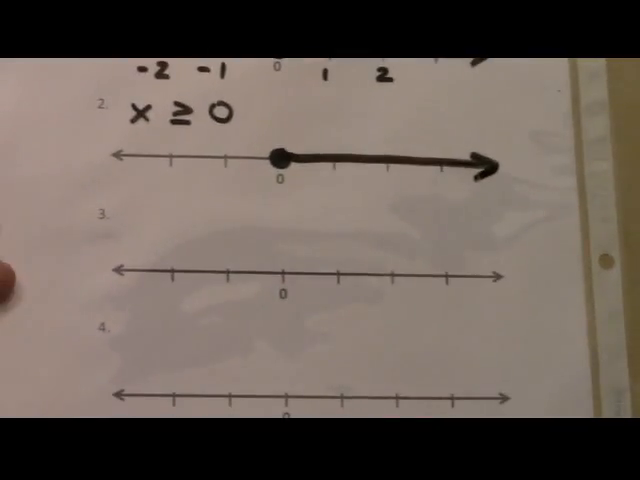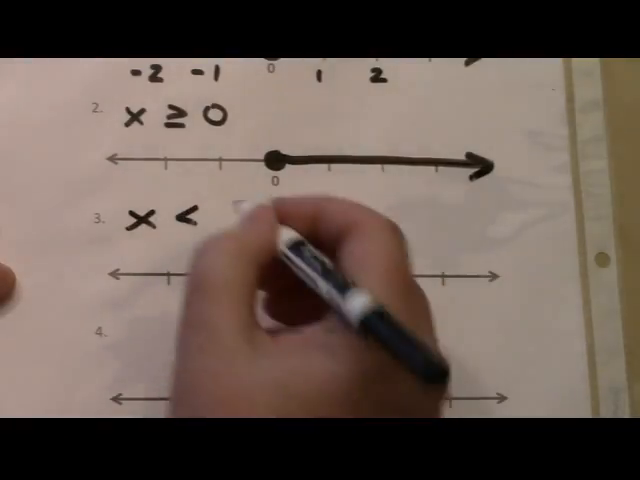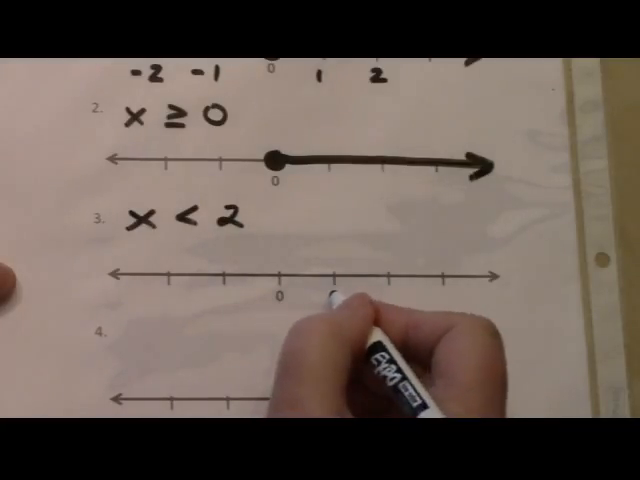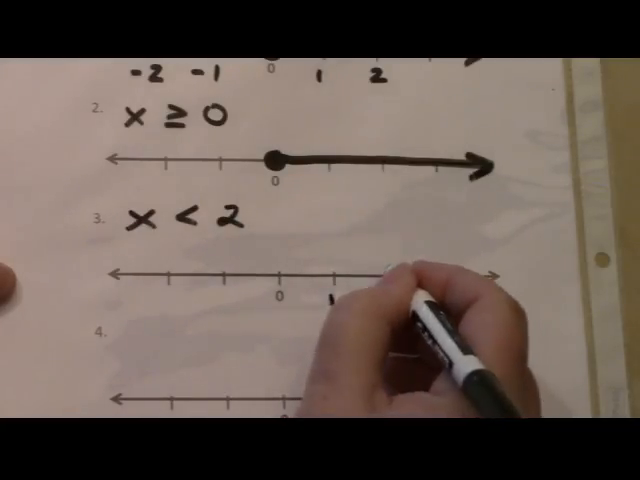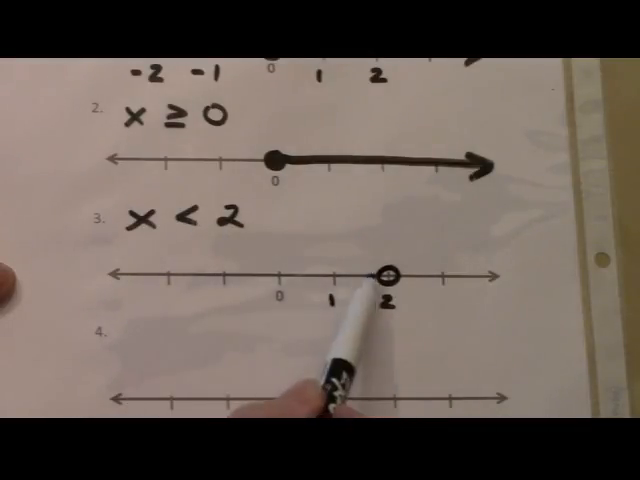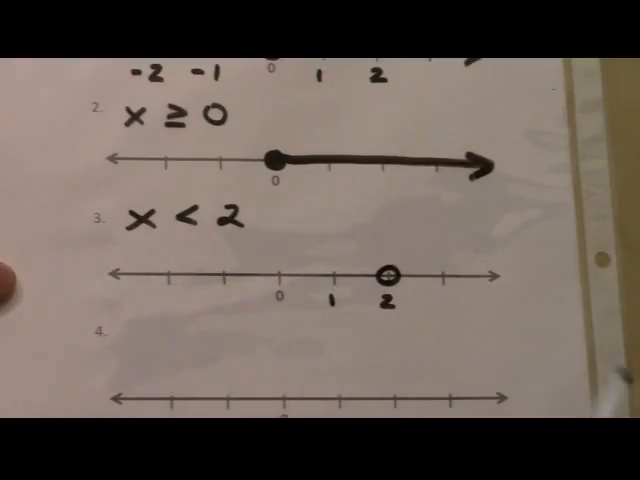Let's try another example. Let's make x less than 2. Well, let's find our constant of 2. If this is 0, this is 1, this is 2, so here I'm going to put my circle at 2. I found my constant. I'm going to decide, am I going to keep it open or filled in? Well, I'm going to keep it open because it's just less than. And which side am I going to draw my line?